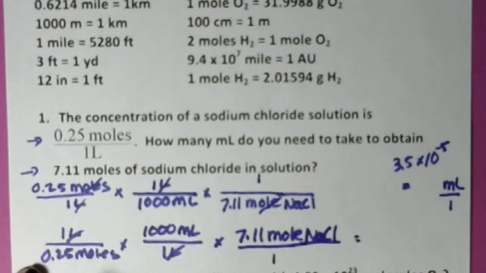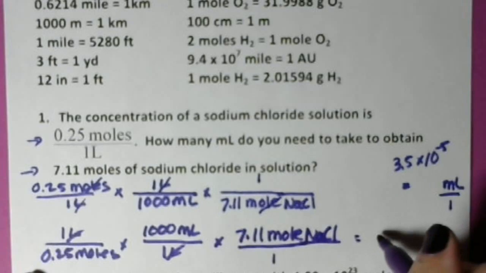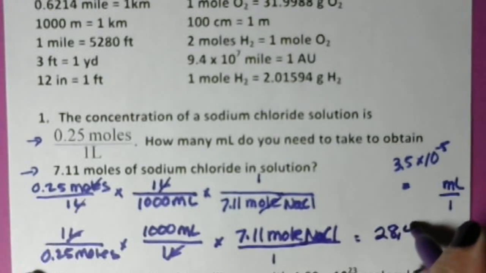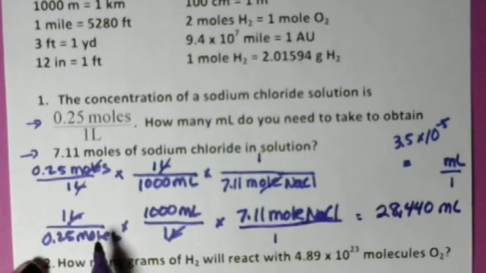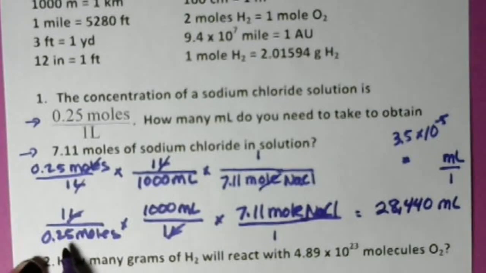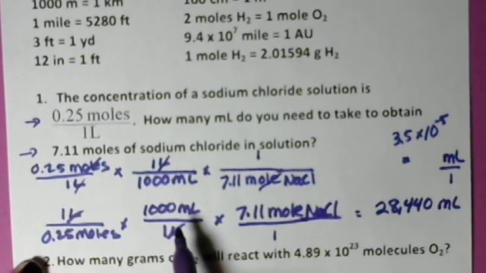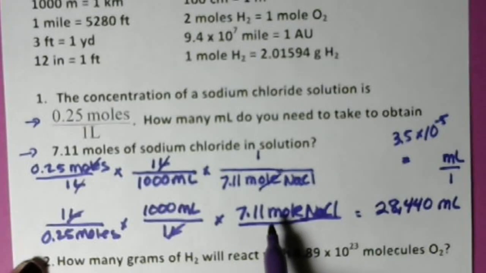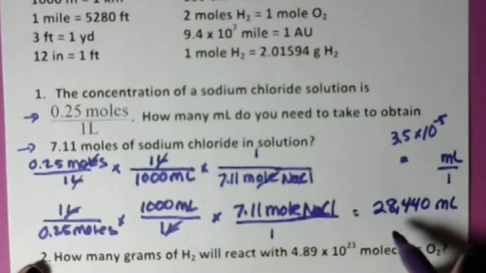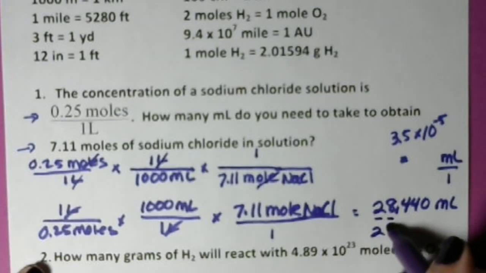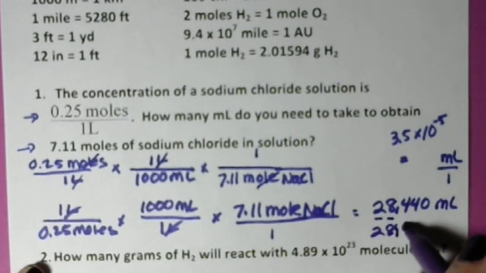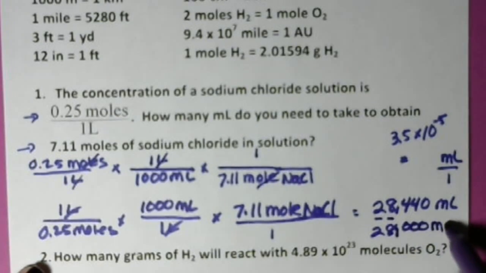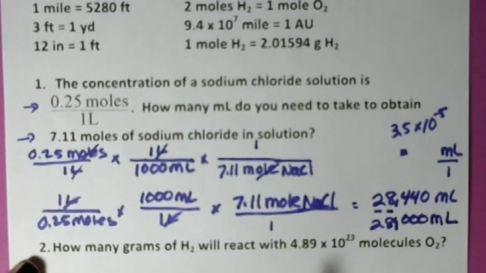And I would have gotten my answer, which was 1 over 0.25 times 1,000 times 7.11, which would have given me 28,440 milliliters, about. But I have to do sig figs, so I go back and count. I've got 2 sig figs here. This is a definition, so I don't have to worry about that. 3 sig figs here. 2 and 3, I can only have 2 in my answer. So I have 28, get rid of this, but I got to hold the place still, so it's 28,000 milliliters. All right, there I'm correct.